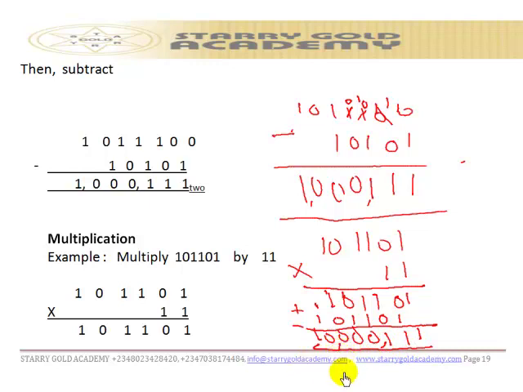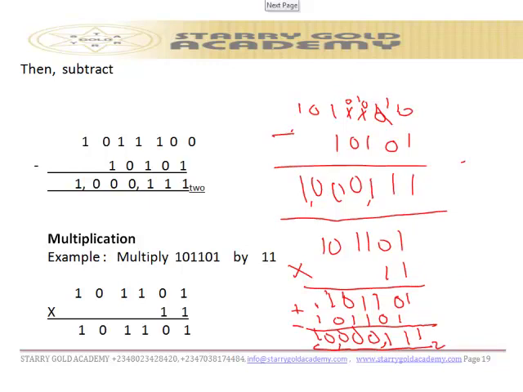The answer is in base 2. So this is exactly how it is to multiply numbers in base 2. You don't have much challenge.